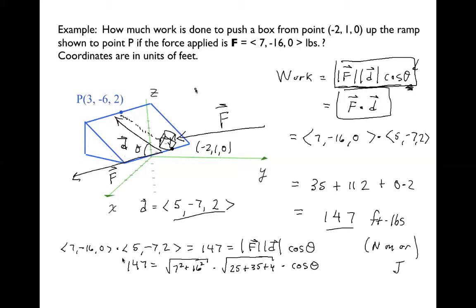Should be 49. Degrees? No, the 35. Oh, thank you. That's 7 squared, right? Yes, thank you. 25 plus 49 plus 4. Good.